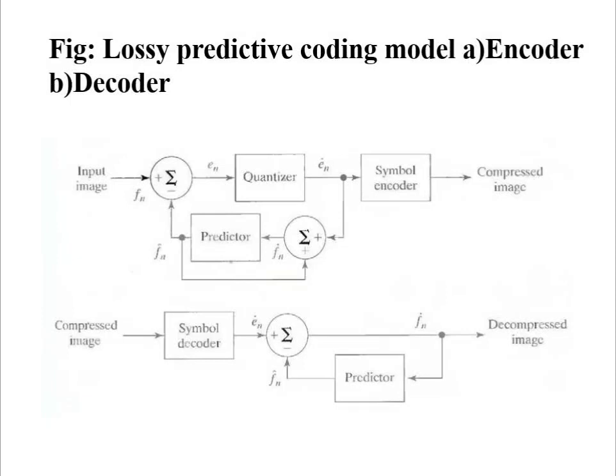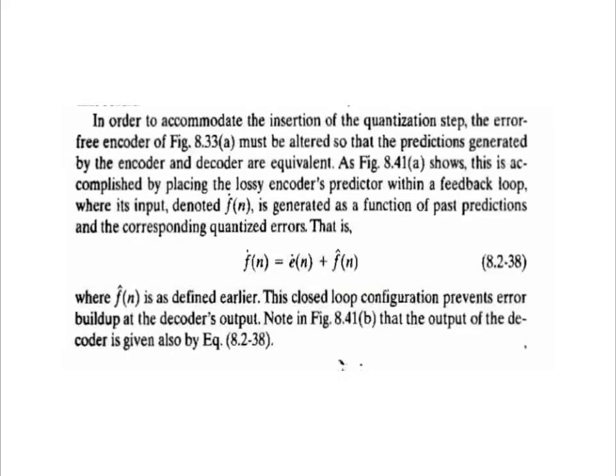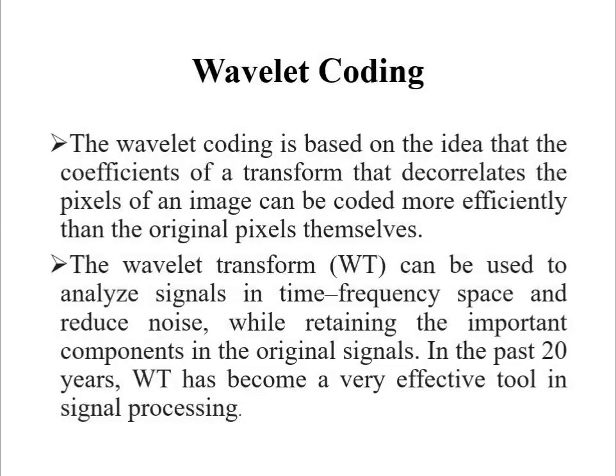Wavelet coding is based on the idea that the coefficients of a transform that decorrelates the pixels of an image can be coded more effectively than the original pixels themselves. The wavelet transform can be used to analyze the signal in time frequency space and reduce noise, while retaining the important components in the original signals. In the past 20 years, WT has become a very effective tool in signal processing.